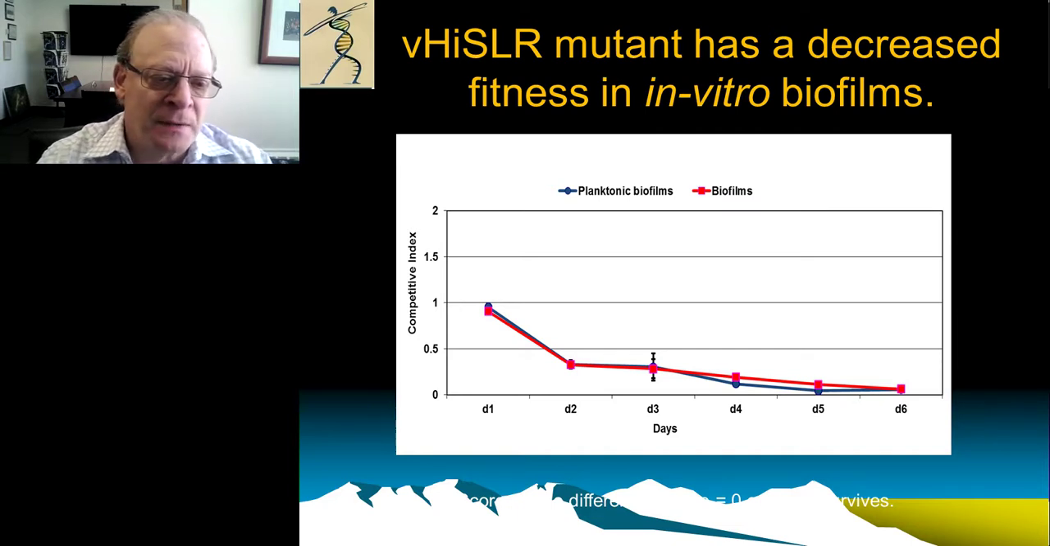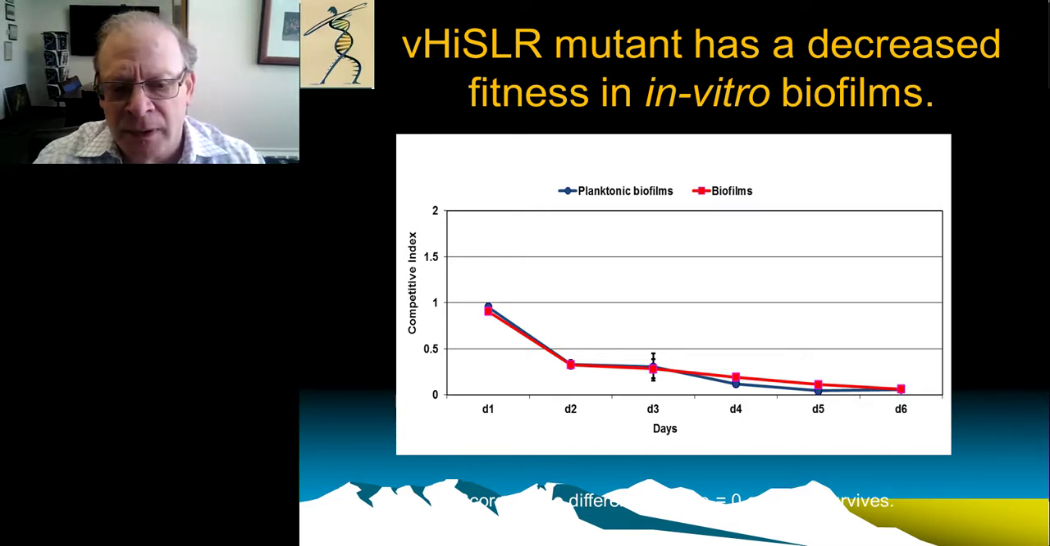And what we see here is that by day 2, the wild type has a great advantage over the knockout, or the knockout is essentially doing very, very poorly. And it continues to decrease in prevalence within the biofilm out to day 6. So this at least indicated that under anaerobic conditions, because biofilms tend to be anaerobic, this knockout was at a disadvantage.